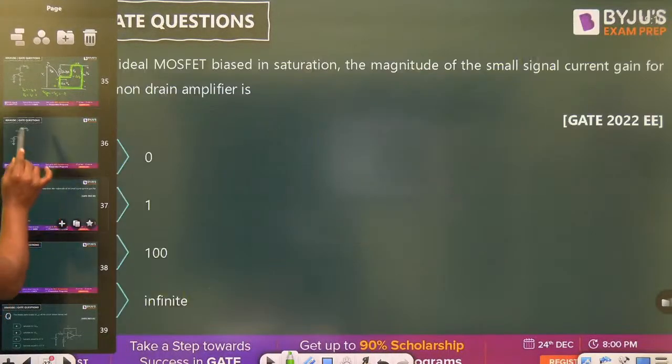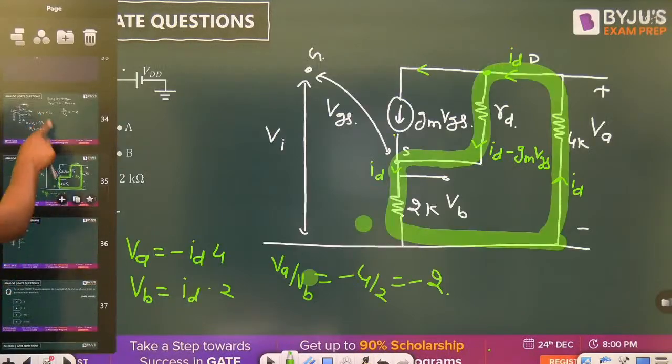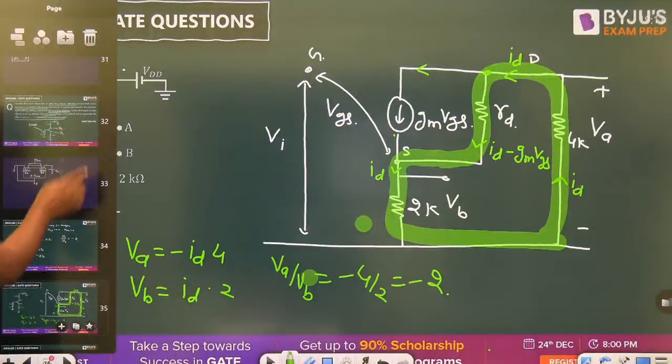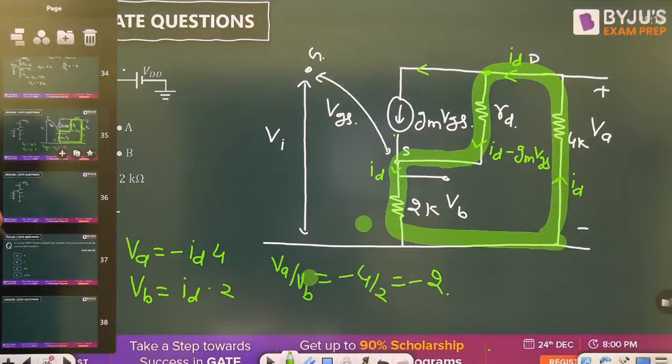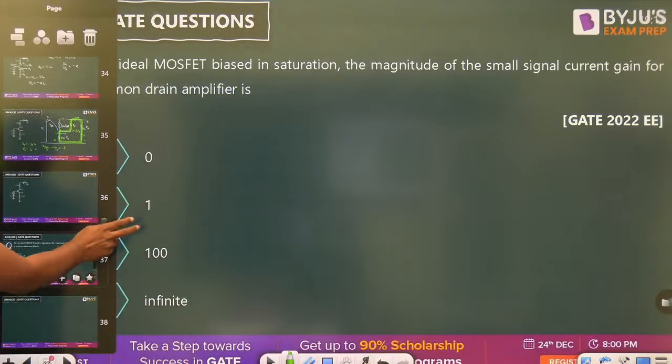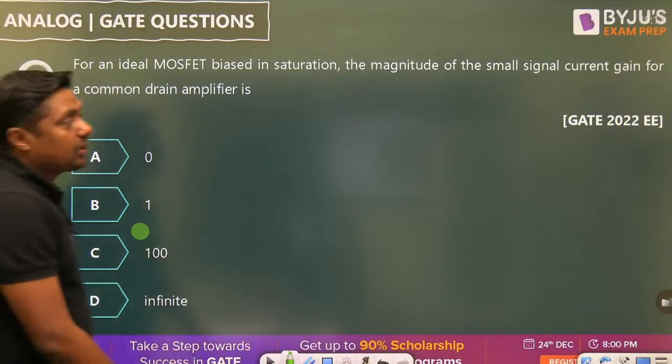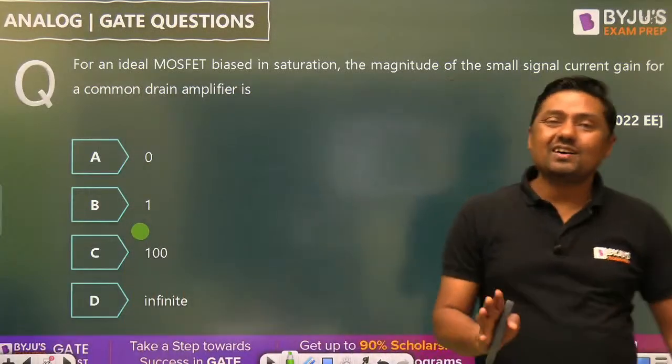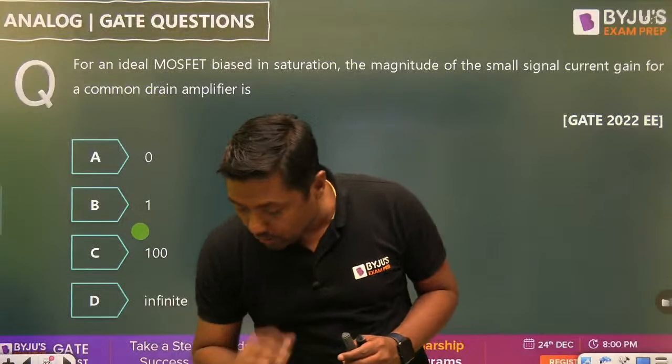Okay. Now this is from the electronics branch in 2022. Again I have 2 or more questions. Tomorrow we will solve in the second part. But now the electrical branch. So what is the nature of the question in the electrical branch from analog?